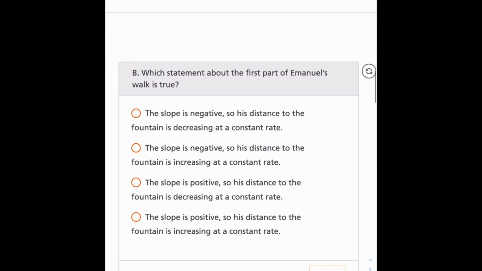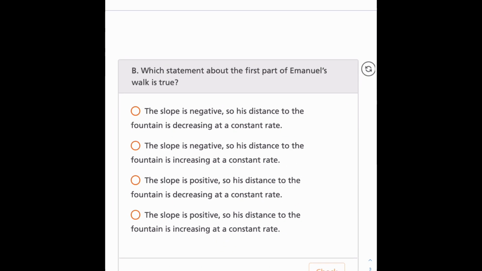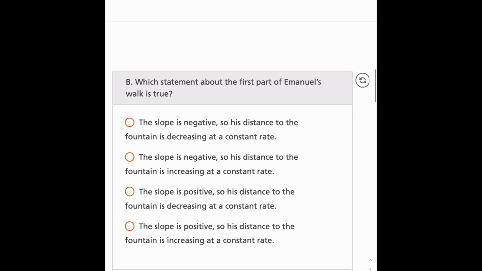Which part is true? The slope is negative, so his distance to the fountain is decreasing at a constant rate. Well, that sounds pretty good. Distance to the fountain is decreasing, and it's a constant rate. That sounds actually pretty good. I'm going to go ahead and mark that.